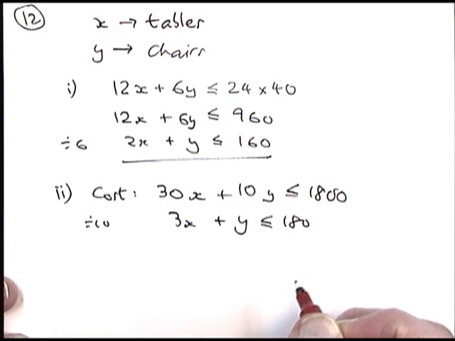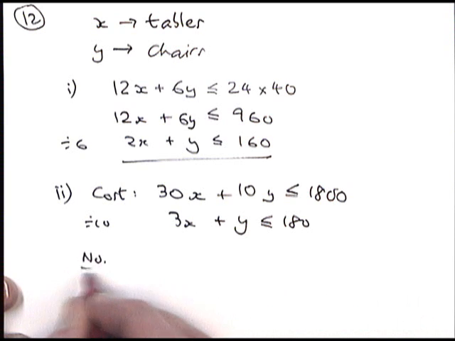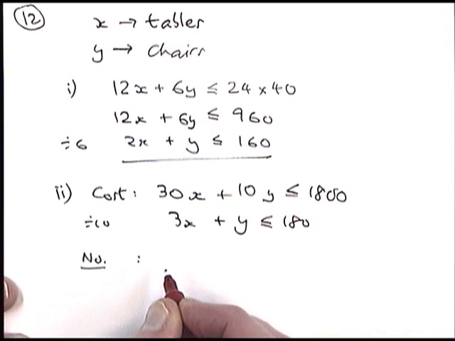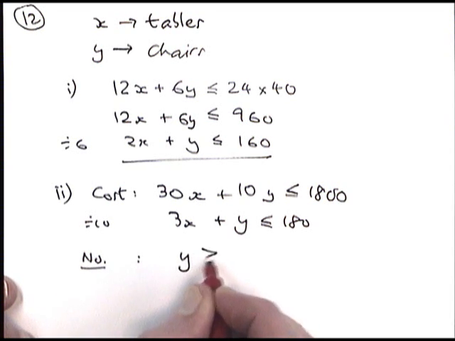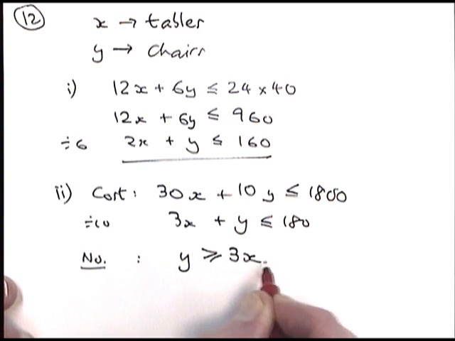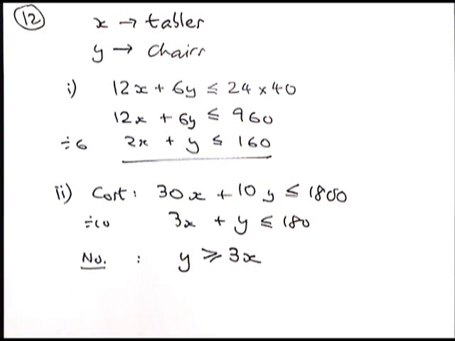The other constraint we've got to find is a constraint on the numbers of tables and chairs. It tells us we need to make at least 3 times as many chairs as tables. So the chairs number must be at least 3 times the tables number, which gives you y is greater than or equal to 3x.